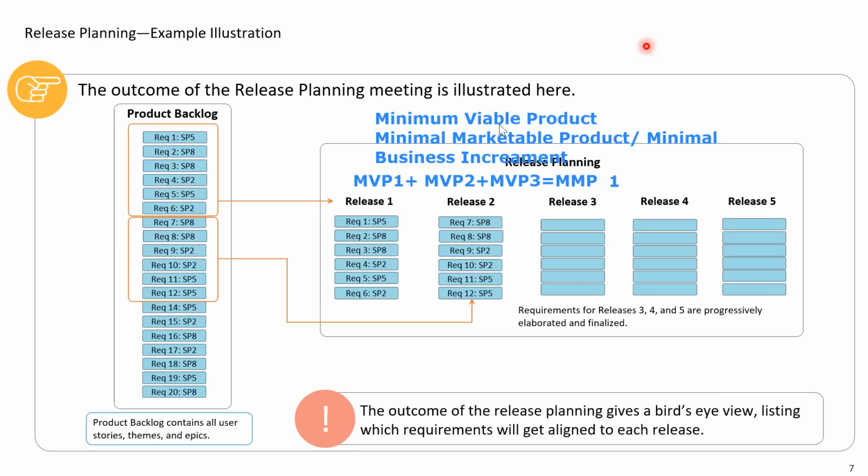So you release MVP 1 in the market, then you release MVP 2, then you release MVP 3 in the market, right? This is not MVP, boss. I'm saying it again and again. This is minimal business increment. So we are using the terminology incorrectly. Are you doing a viability check, or are you rolling out a small increment in the market?